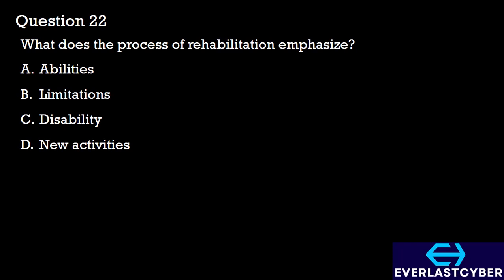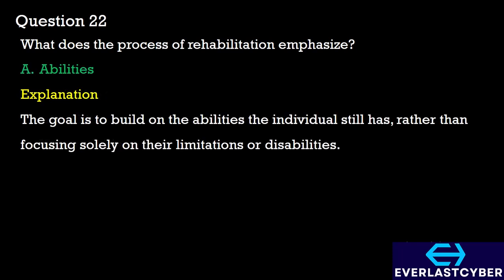Question 22. What does the process of rehabilitation emphasize? A. Abilities. B. Limitations. C. Disability. D. New activities. Rehabilitation focuses on maximizing the individual's abilities and helping them regain or improve functional independence. Rehabilitation involves working on improving physical, emotional, and cognitive aspects of a person's health in order to enhance their quality of life and facilitate reintegration into daily activities and society.